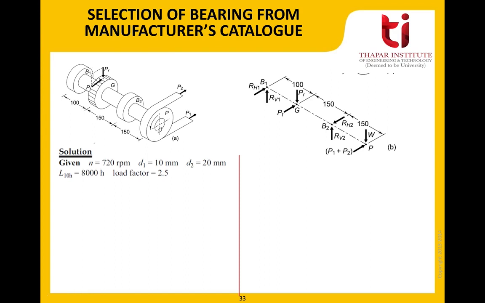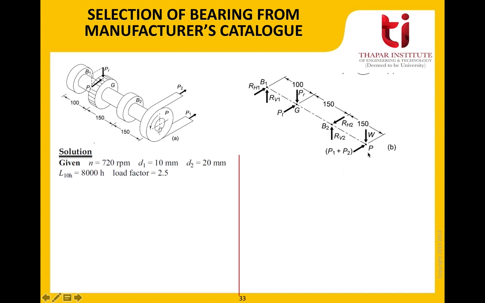Setup. So we'll get two reactions here: horizontal and vertical. At point G, since the gear does not support anything but is transmitting forces, we'll get two forces here: the radial component of the force and the tangential component of the force. At bearing 2, again, because it is supporting the shaft, we'll get two reactions, RH2 and RV2.